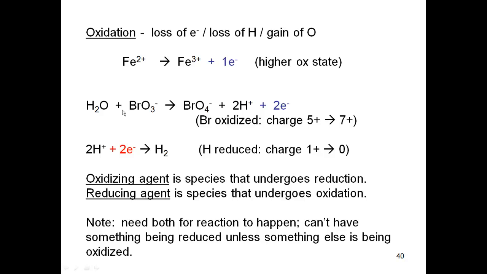What I have below here are 2 examples of half reactions. Let's see if we can figure out if it's being oxidized or reduced.